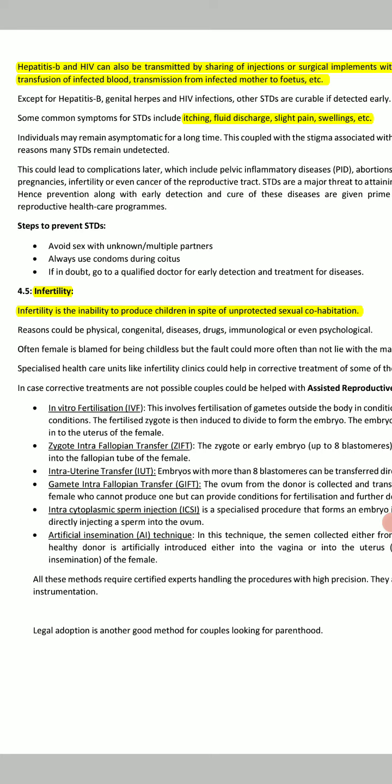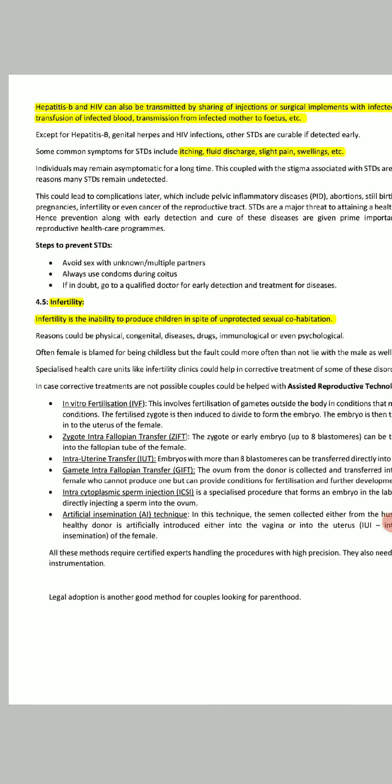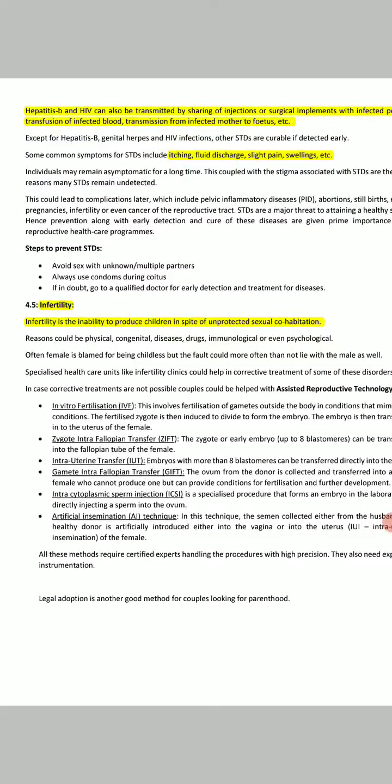So this is called infertility, the basic term: the inability to produce children, to produce offspring. Reasons could be physical, congenital, disease, emotional, sociological, drugs, or even psychological. Okay, so often the female is blamed for being childless, but the fault could more often than not lie with the male as well. There is a high probability that the male body also has a defect. But nowadays still the female is often blamed for being childless.